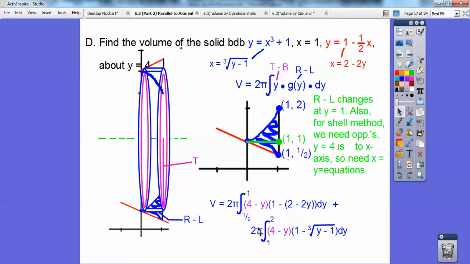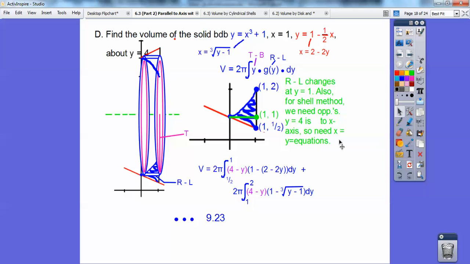Okay, see here, I would have done the disc and washer method right here, because this is parallel to the x-axis right here, and you had them in terms of y equals x equations. I would have done the disc and washer method. Anyways, though, if I did it right, you would have got 9.23 on that.